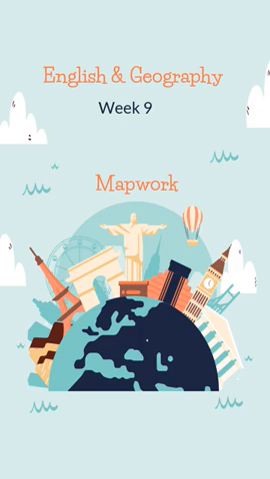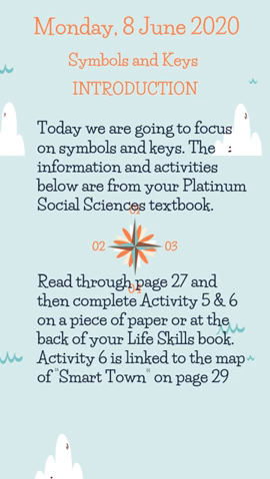This week Mrs. Latergan and I have integrated English and geography. We know you are going to enjoy this section of map work. Today we are going to focus on symbols and keys. The information and activities below are from your Platinum Social Sciences textbook.